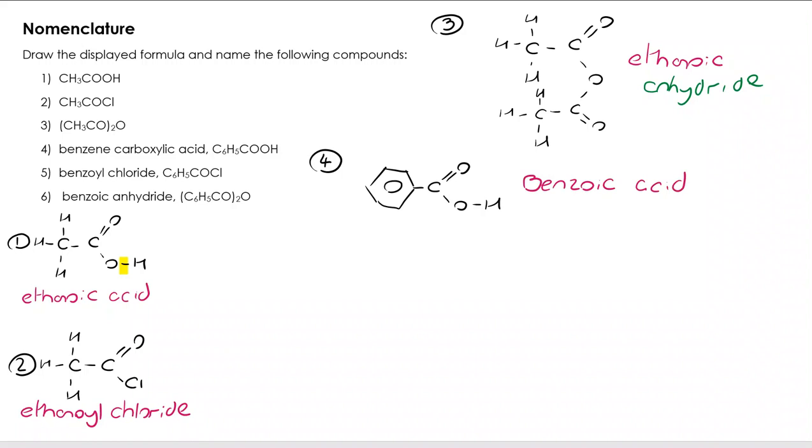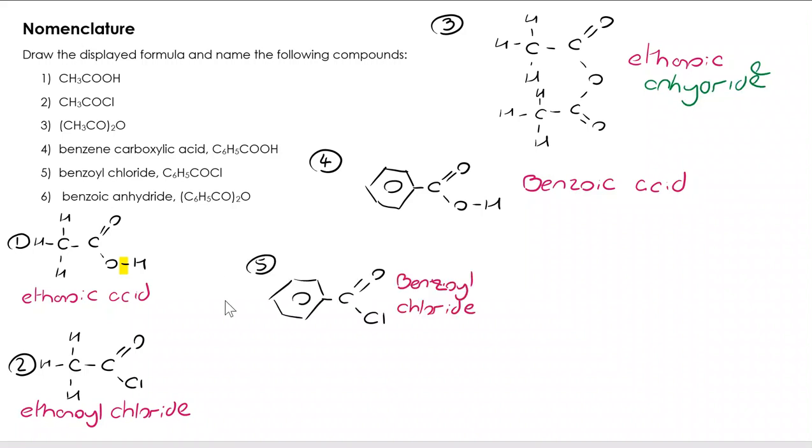If we take a look at number 5, benzoyl chloride. So the -oyl allows us to see this is an acyl chloride. We can't have a C double bond O and a Cl coming directly off the benzene ring, so we have our C6H5 and then we add our acyl link on the end, COCl.